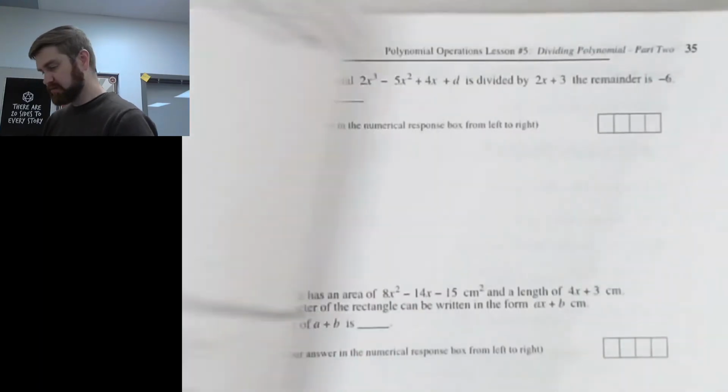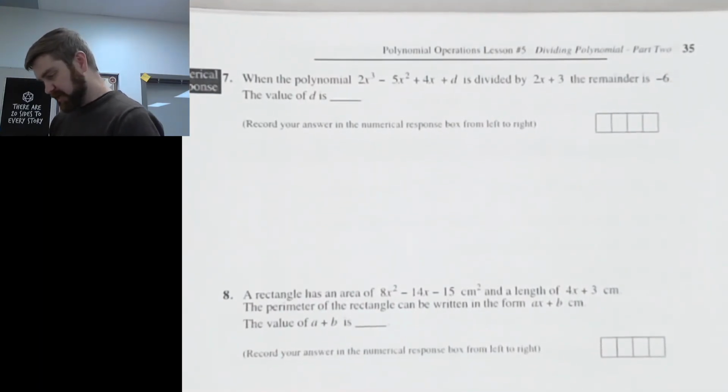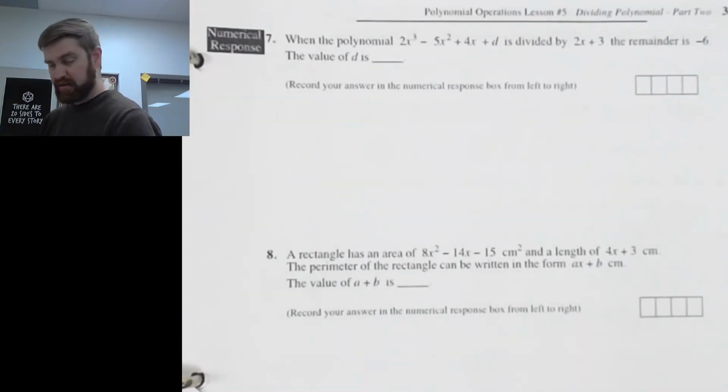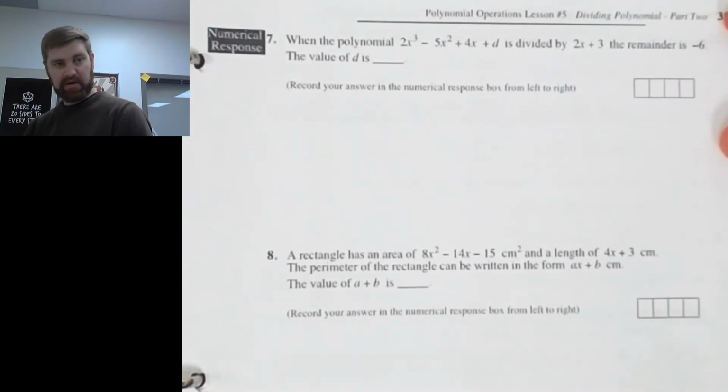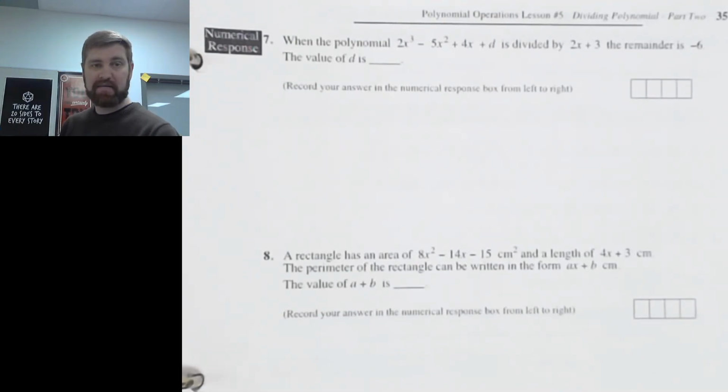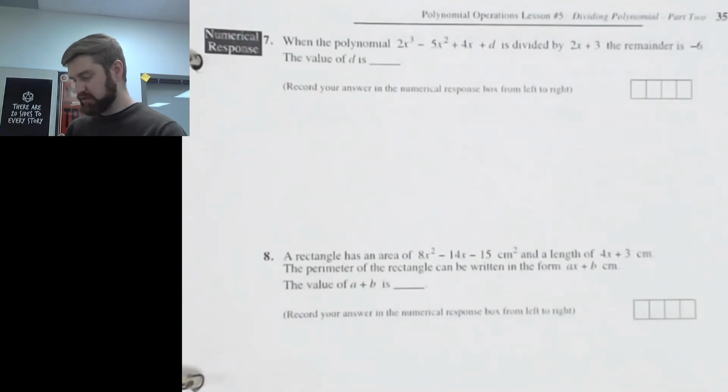If you're feeling really brave, we have this numerical response question up here. When the polynomial 2x cubed minus 5x squared plus 4x plus d is divided by 2x plus 3, the remainder is negative 6. It's simply asking you for the value of d. That would be considered a challenging question, but once you look at one or two of those, it's not so bad.